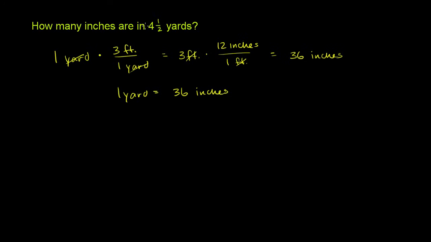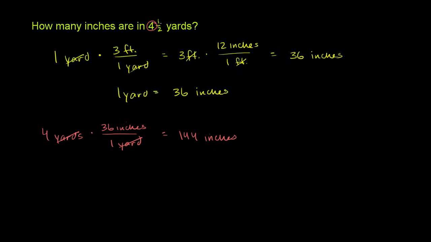And so we can now either break this down, or we can turn this into an improper fraction. First, I'll just break it down into 4 yards plus 1/2 yards. So 4 yards is going to be equal to, well, let's just multiply it times 36 inches, 36 inches for every 1 yard. The yards cancel out. 4 times 36 is 120 plus 24. So that's 144. So this is equal to 144 inches. That's just the 4 yards.